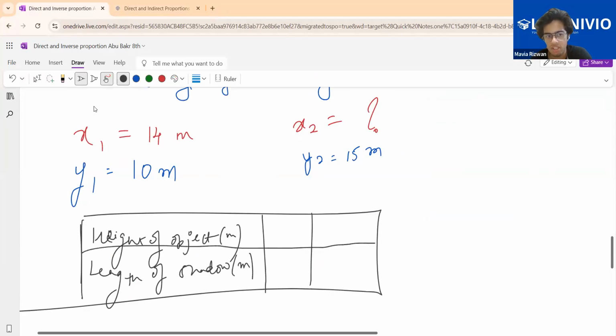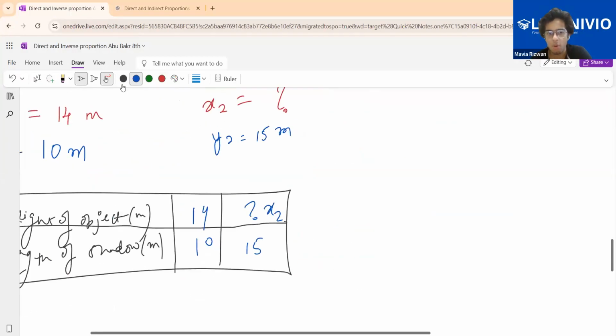The height of the object was given as 14, and the corresponding length of shadow was 10. Now the height of the object is what they are asking, so this is x2, and this is given as 15, the corresponding length of shadow. Just put it in the formula: x1 by y1 is equal to x2 by y2.